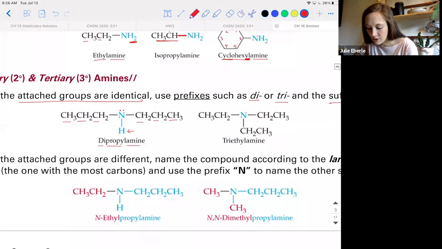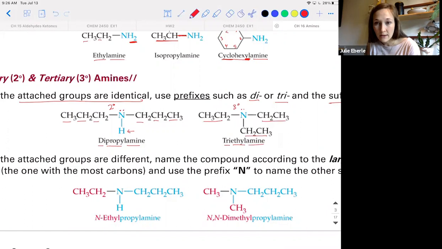If you look at the next one over, this is a tertiary amine. So this one, by the way, is a secondary amine, and this one's a tertiary amine. We have 3 identical groups. They're all ethyl groups. That's an ethyl group, that's an ethyl group, that's an ethyl group. So we call this triethylamine.